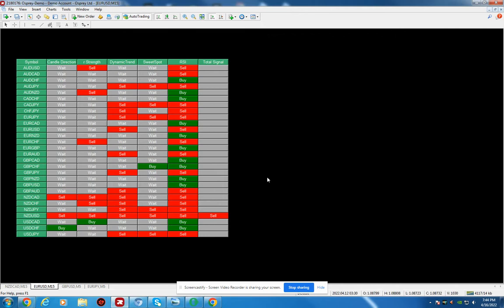Well, gentlemen, ladies, I need someone to make this all-in-one dashboard I have that someone coded for me. Look at the code, see if it can be made into an EA, 100% EA. So this candle direction, candle strength, dynamic trend, sweet spot, RSI, and the total signal is here.